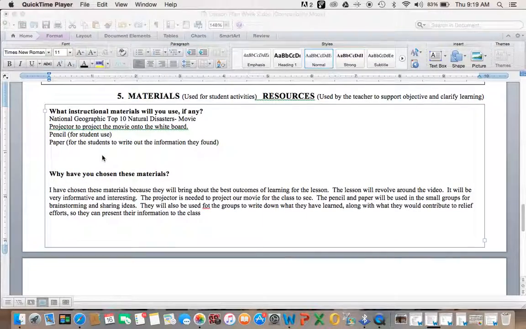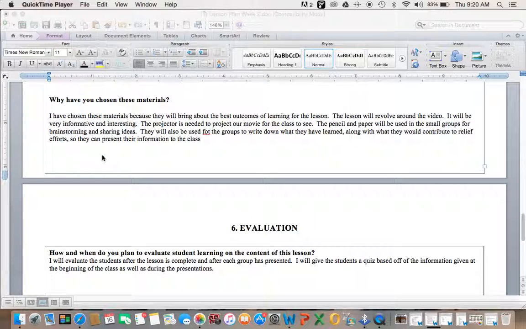Section 5, Materials. What instructional materials will you use, if any? I will use the National Geographic Top 10 Natural Disasters movie. I will use a projector. I will use pencils and paper. Why have you chosen these materials? I've chosen these materials because they will bring about the best outcomes of learning for the lesson.